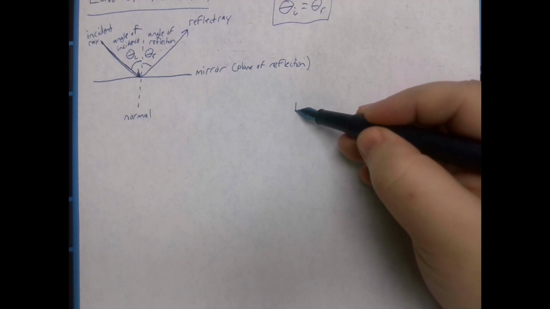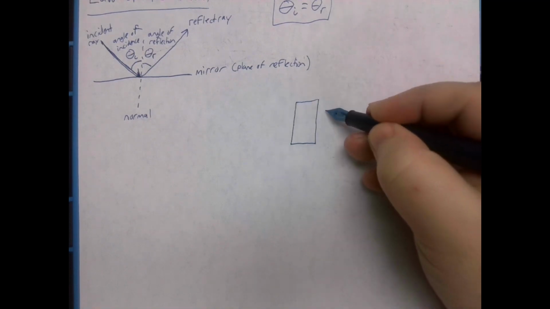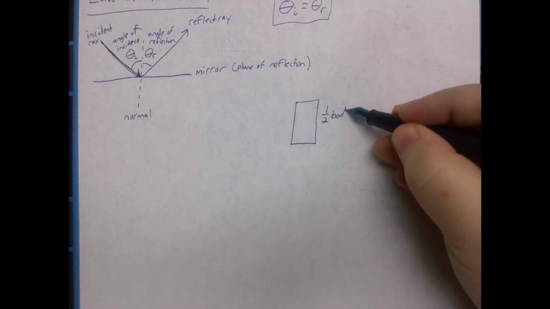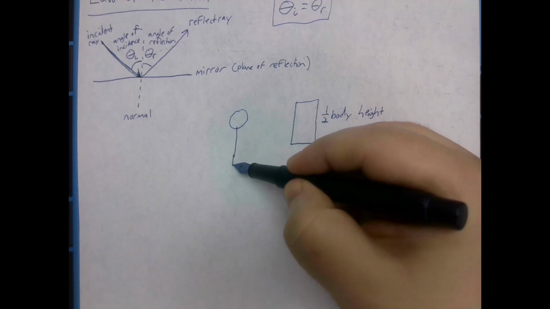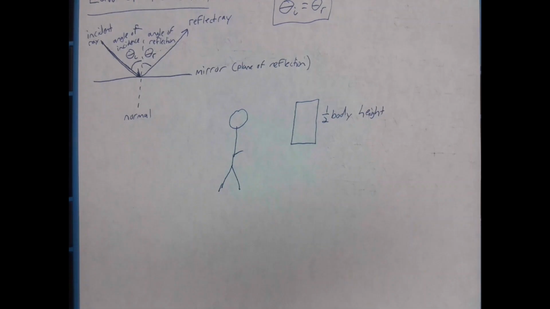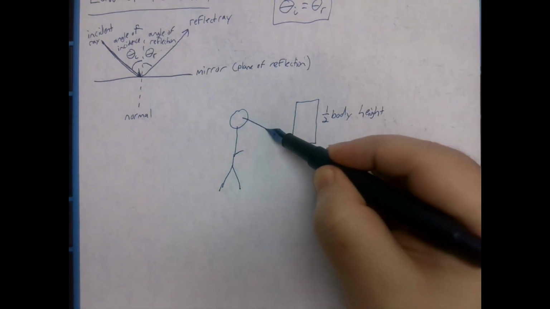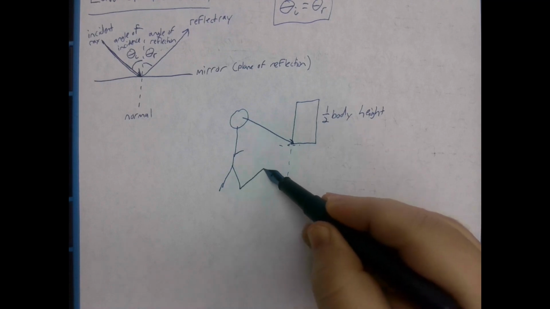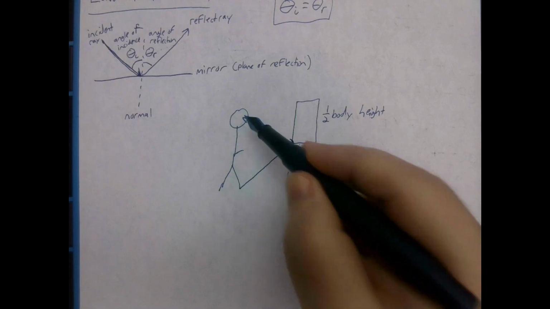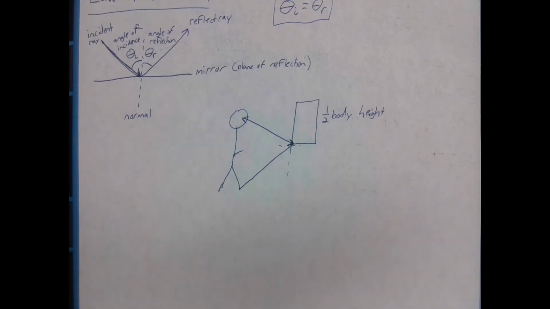So let's say that we have a mirror that is exactly half your height. So it's 1/2 your body height. If you look at the very bottom of this mirror, angle of reflection tells us the light coming off your feet will hit at the bottom and bounce up into your eyes. You only need a mirror half your body height to see your entire body. Again, in order to see your whole body, you only need a mirror half your body height. Anything bigger is, well, waste of money.